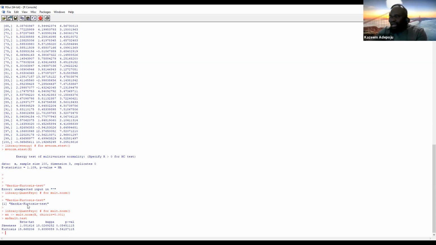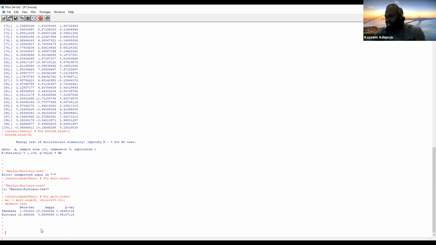The Mardia kurtosis test is actually going to give you two p-values, because it uses skewness and kurtosis. Now I'm going to take you through another multivariate test, called the kurtosis and skew test. I showed you before, so I will quickly copy that one.